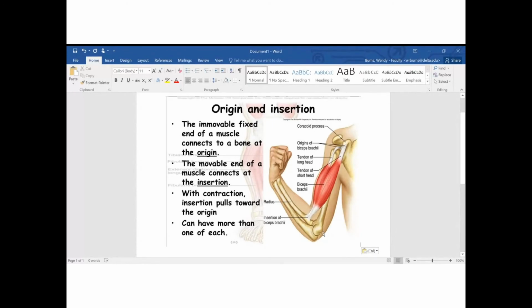There's a picture here showing you the origin and the insertion. And so we have the points of origin more proximally at the top, where you see origin of biceps brachii. And then we have the insertion down here on the radius. Okay, and so the attachments at the top are not going to move. When the muscle contracts, the insertion moves toward the origin.